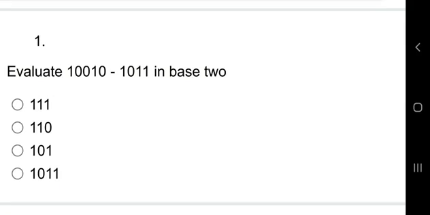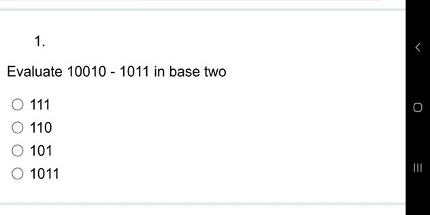So in this class, we're going to look at solutions to the practice questions on addition, subtraction, multiplication, and division of number bases. So we'll start with the first question here. The first question says, evaluate 10010 minus 1011 in base 2.